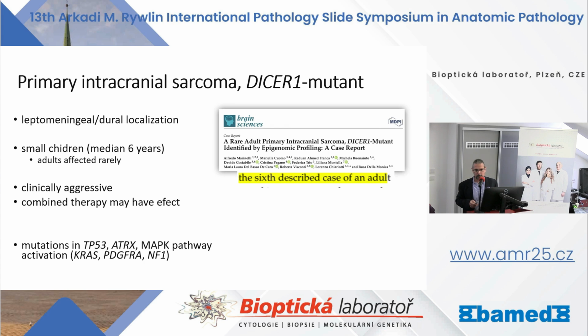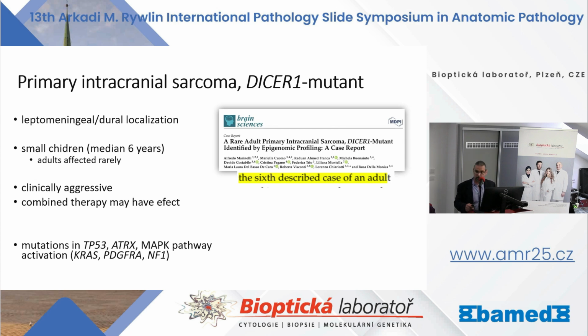The location of these tumors, as basically all intracranial sarcomas, is leptomeningeal or dural. And in contrast to other primary intracranial sarcomas, these tumors occur in small children. All other types occur more frequently in adult patients, with a median age at presentation of 6 years. And when I was preparing the talk, and in fact we have a manuscript which is currently being revised, I was able to find only about 6 cases described in the adult population so far.